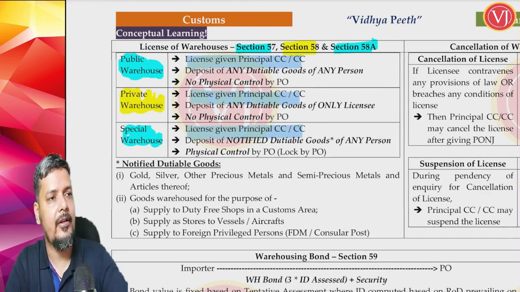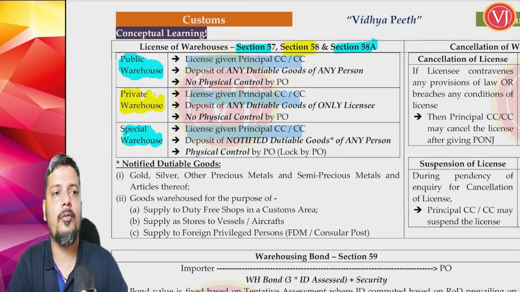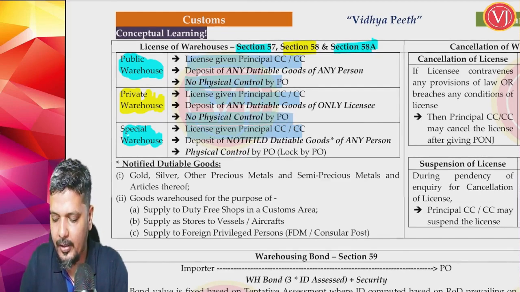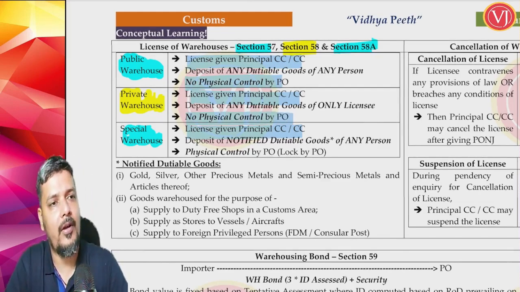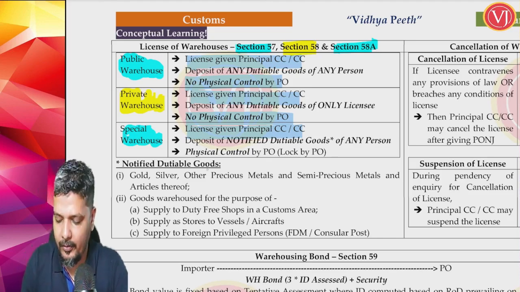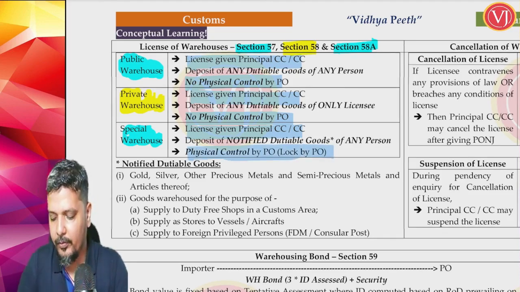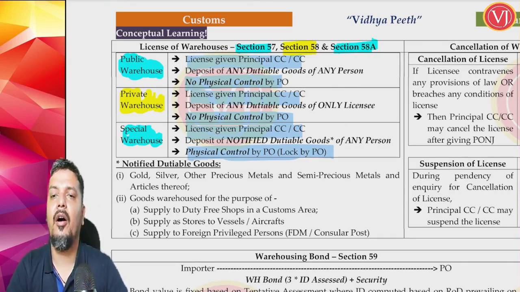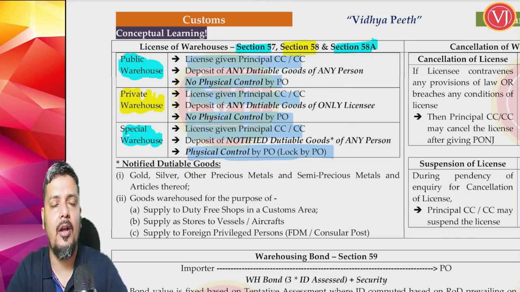Discussed already. Whether public warehouse, private warehouse is under customs control? No. Public warehouse and private warehouse are not under the control of customs. The only warehouse which is under the control of customs is the special warehouse. Correct? This was already discussed. So 2 points are already discussed. All the warehouses are running on the concept of license given by the commissioner of customs or principal commissioner of customs.